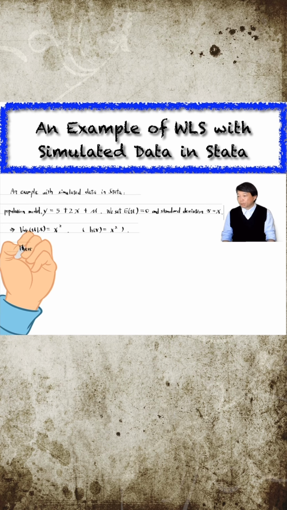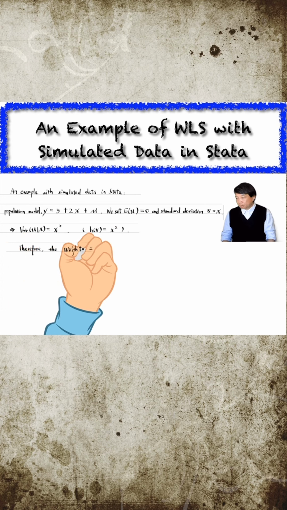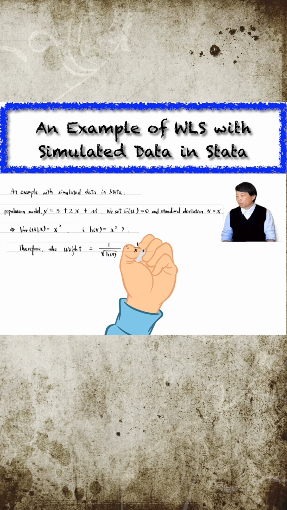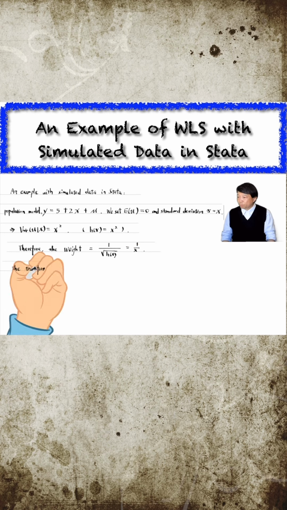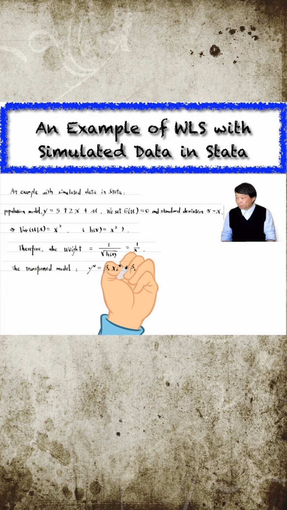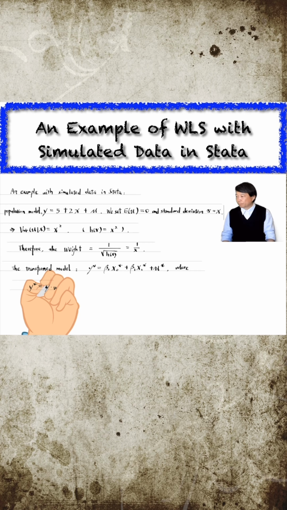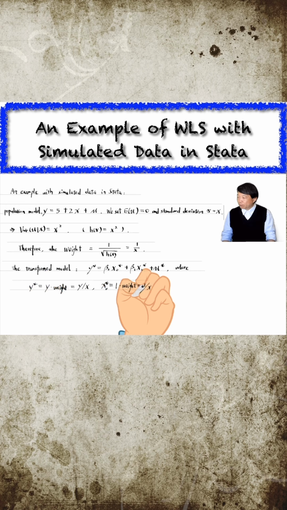According to what we just derived, the weight equals 1 divided by the square root of the h function. It is 1 divided by x in this case. With the weight in hand, we transform the outcome variable, the explanatory variables, and the error term in the original model. The error term in the transformed model has a constant variance that equals 1.